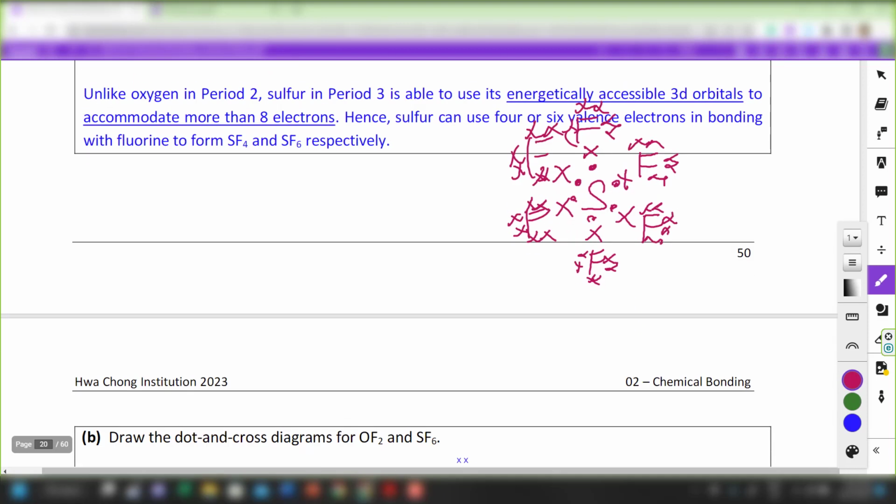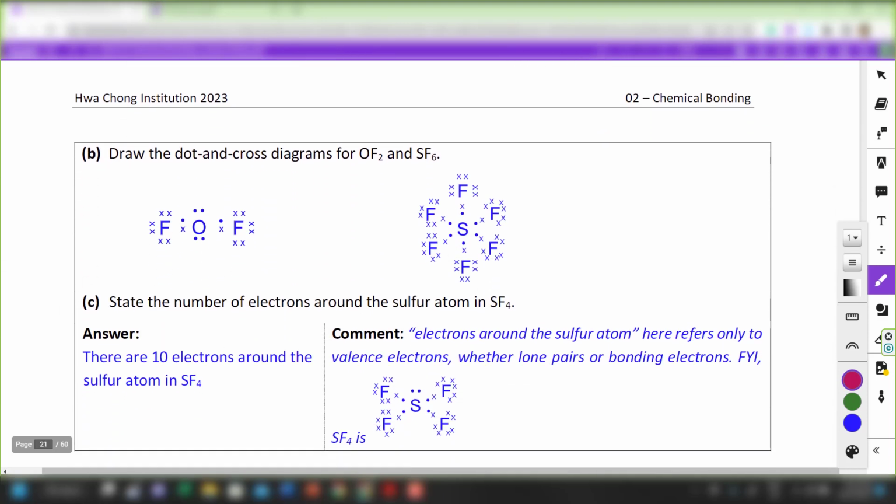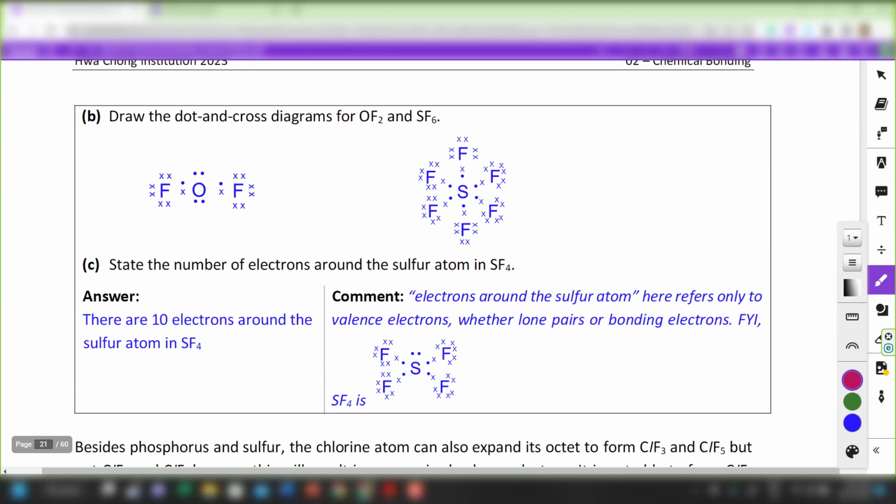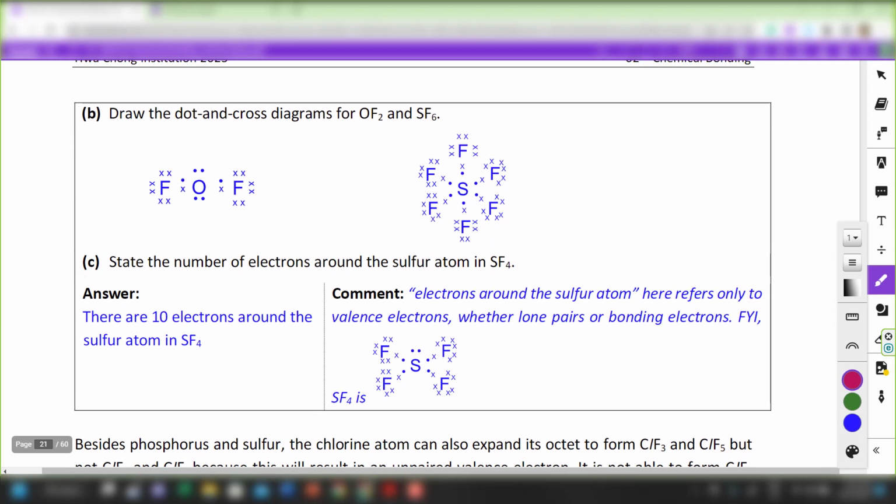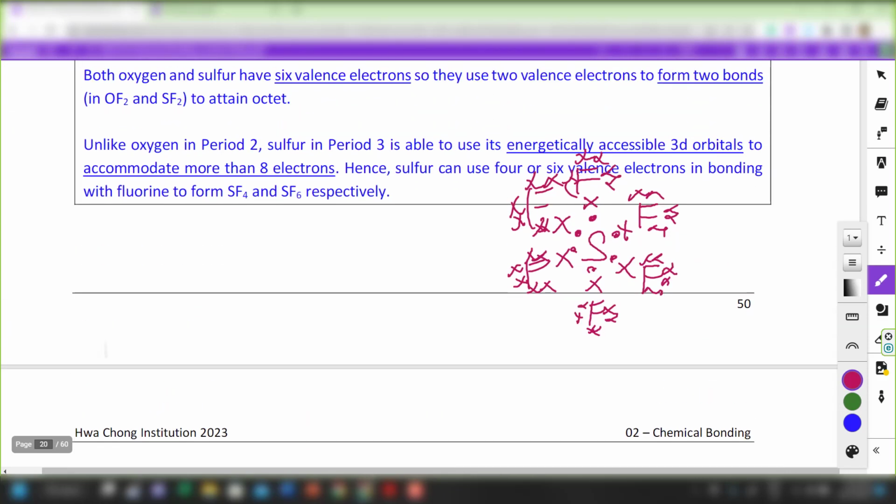Okay, so with that, it's drawn for you. I didn't know that it's drawn for you over here. So if you wish to, you can draw SF4 as well. Okay, so you're asked to draw a dot and cross for OF2. Anyway, I've drawn it above, so that's fine.